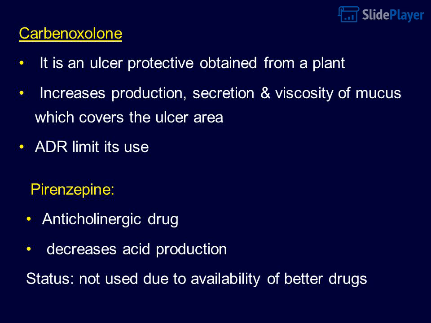Carbenoxolone. It is an ulcer protective obtained from a plant. Increases production, secretion and viscosity of mucus which covers the ulcer area. ADR limits its use. Pirenzepine. Anticholinergic drug. Decreases acid production. Status: not used due to availability of better drugs.